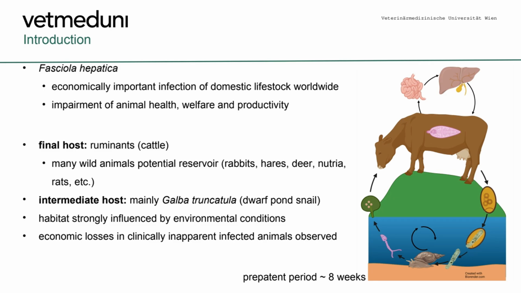The intermediate host in Central Europe is Galba truncatula. It's a drought-bound snail, and the habitat is strongly influenced by environmental conditions. Economic losses in clinically inapparent infected animals have been described previously. Also keep in mind the prepatent period of at least 8 weeks.